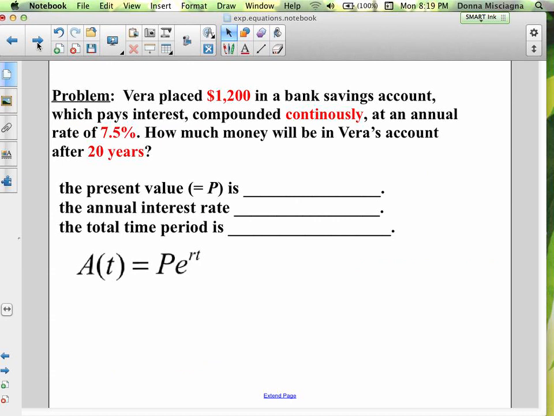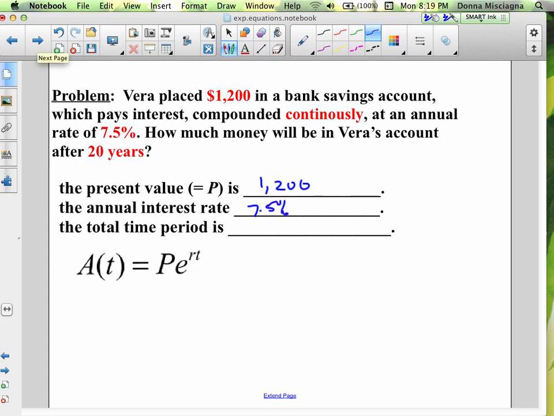All right, so the present amount, what does she have now? She has $1,200. The annual interest rate is 7.5%, and the total time period is 20 years. So we're going to find out how much money Vera has in 20 years. We'll just plug in everything.